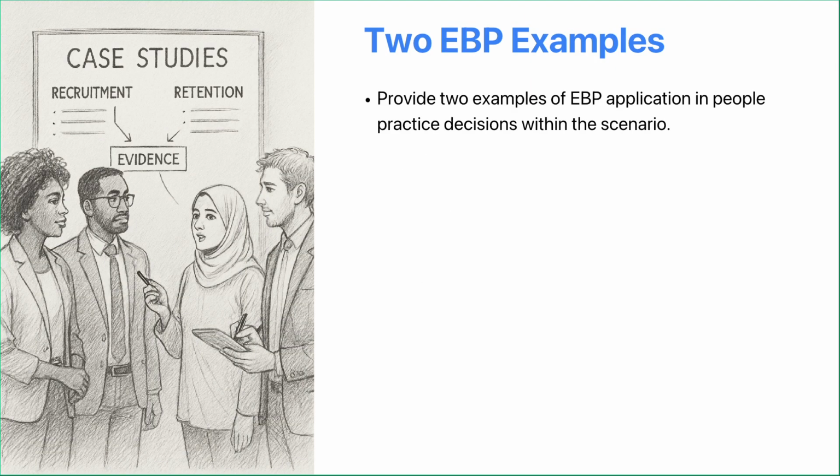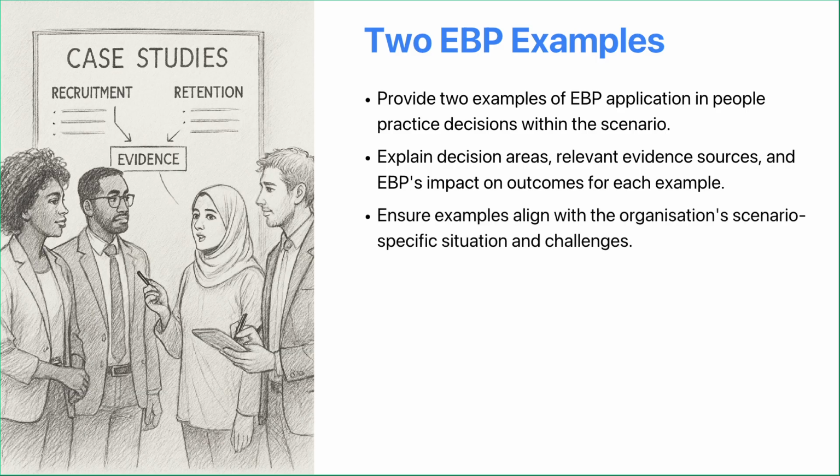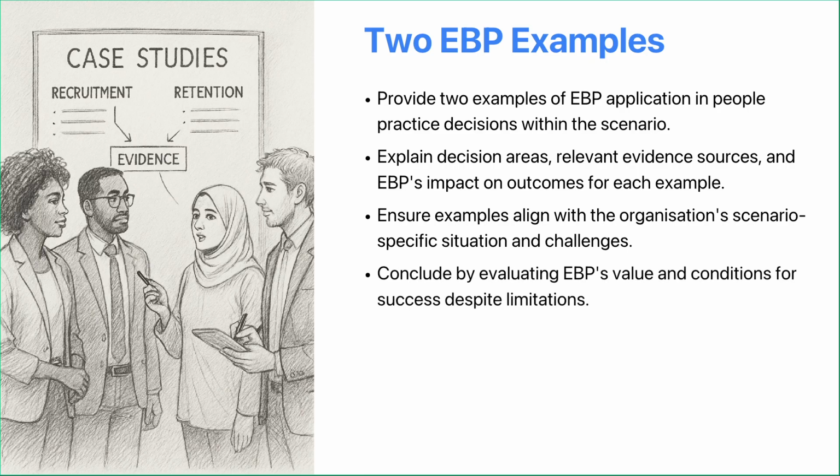Your second main section needs to provide two distinct examples of how EBP could be applied to people practice decisions within the scenario context. For each example, explain the decision area, what evidence sources would be relevant, and how using EBP would improve outcomes. Make sure your examples are specific to what the scenario tells you about the organization's situation and challenges. Conclude by synthesizing your evaluation, which may be that EBP is valuable despite its limitations, and what conditions help it succeed.